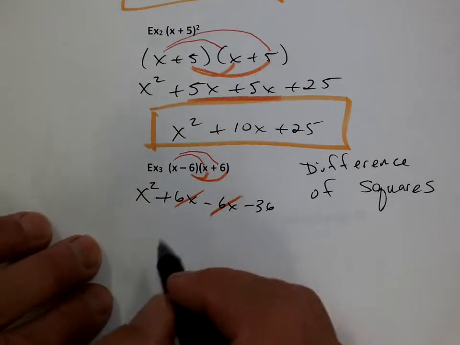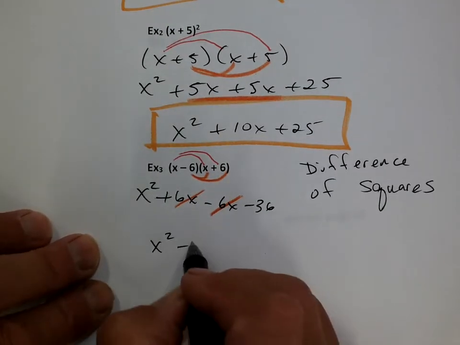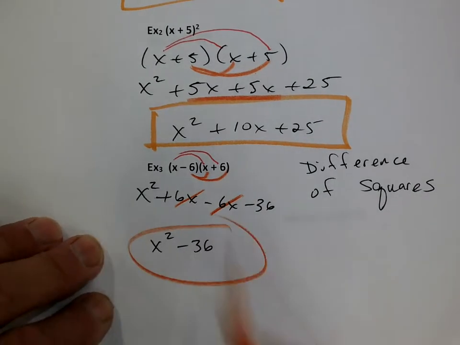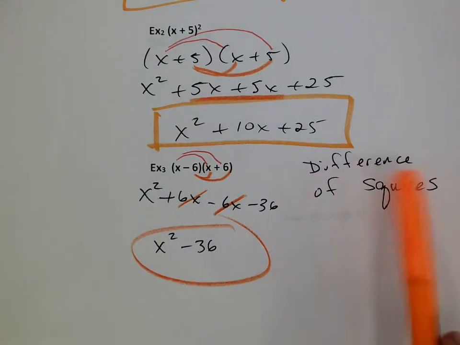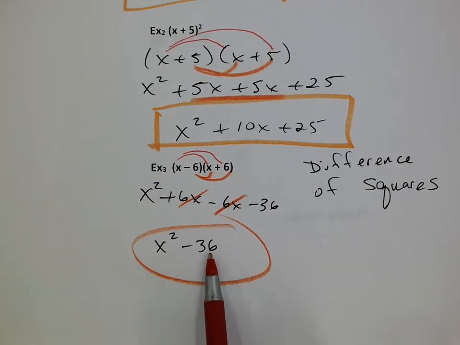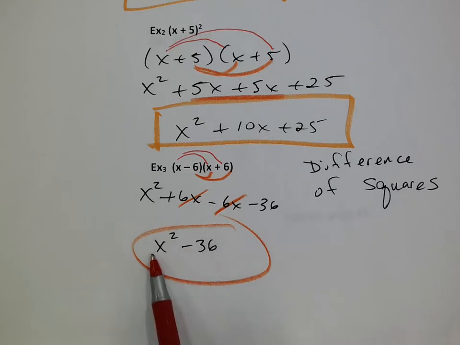And that'll happen, and you'll get x squared minus 36. Now it's called the difference of squares. Difference means subtract, and that's a square, and that's 6 squared. So it is a square term minus a square term. That's why we call it difference of squares.